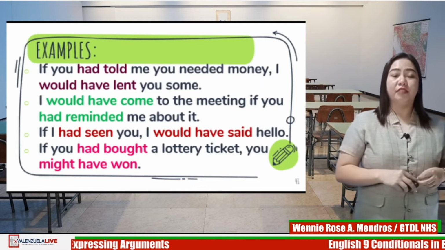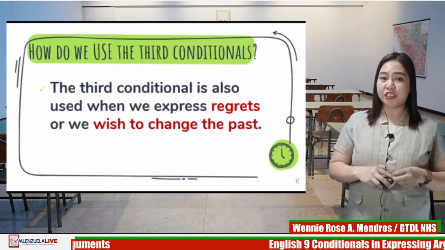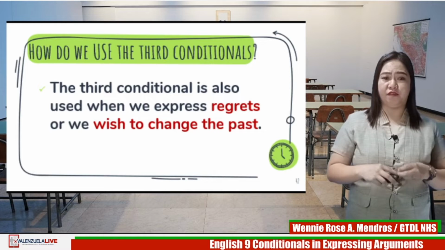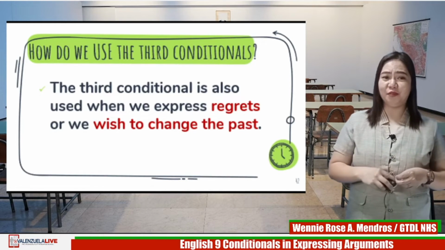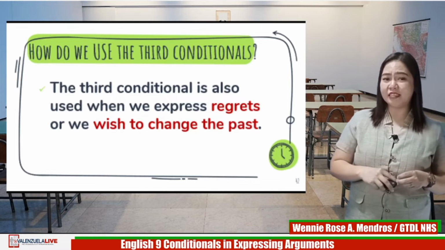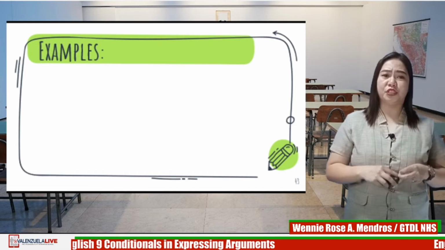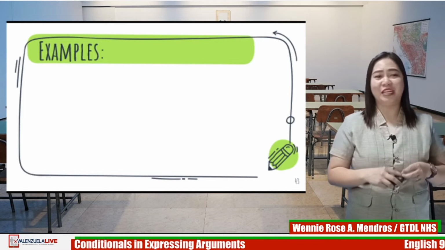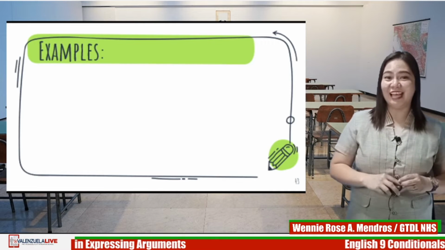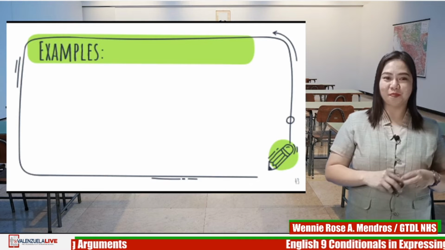Another use of type 3 conditional is when we express regrets or we wish to change the past. I have never met someone who is perfectly happy with every single action, have you? Sometimes we regret the past decisions, past actions, and past situations. And sometimes we wish something in the past had been different, but it isn't different. It can't be different. It's impossible. Yes, that is the key word. But we still wish for it.